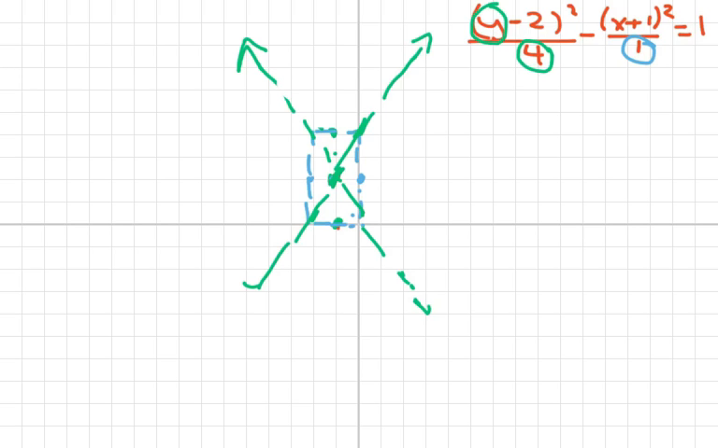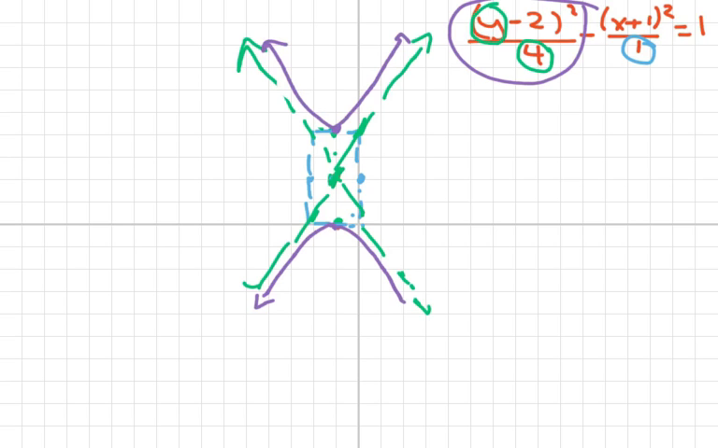Now, since y is the starter, it's going to open up and down. So you take your vertex here, and open up without crossing the asymptote. And you come here and go down. And there's your hyperbola. Your foci would be right here, and somewhere right in here. It's on the part right here.